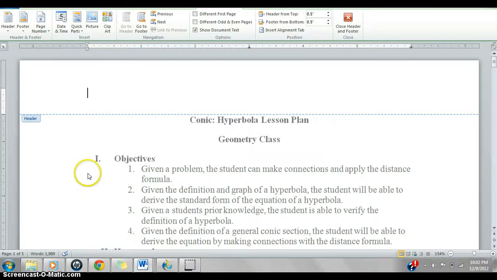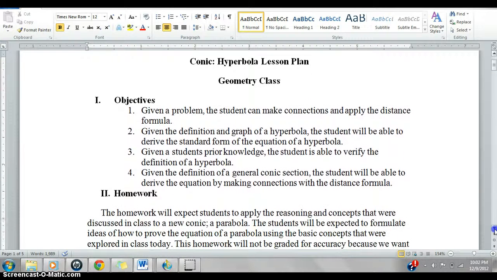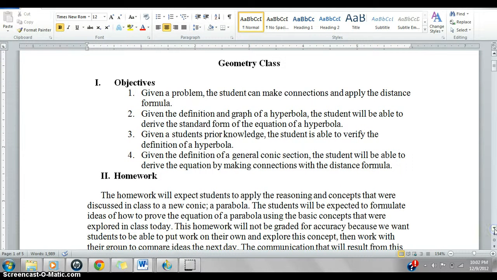For our lesson for 326 Tech Tools, we decided to talk about conic sections, in specific the hyperbola. Now, the big things that we wanted our students to be able to do was to make a connection between the general definition of a hyperbola and the distance formula, which is necessary if they're going to derive the equation for a hyperbola.